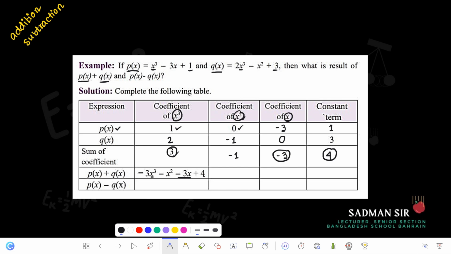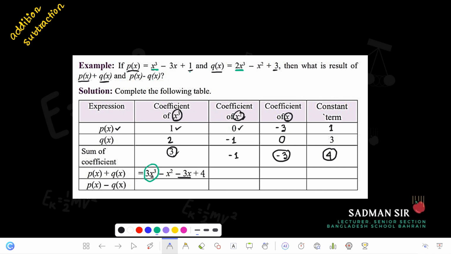Now what I want you to notice here is that we are adding the like terms. Like terms means, see, x cube and here x cube, they are like terms. Like means similar, so they will be added. So 2x cube and here we have 1x cube, so 2 and 1 together they will form 3x cube. Okay, so not always do you have to form the table and then do the addition.